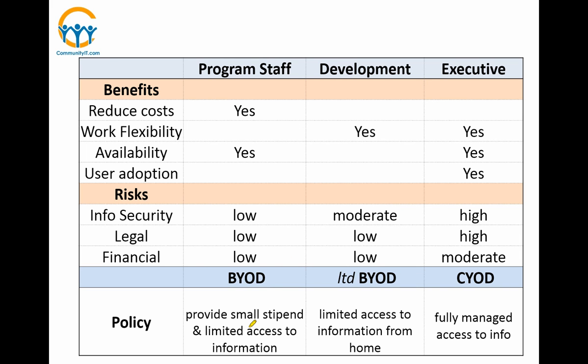And so for the program staff, the best approach is probably just straight BYOD, provide them with a small stipend, and limit their access to information. They can access emails, and maybe have some limited access to the program system where they can enter information in the field, but to file reports or do additional work, they need to be back at their workstation. Development staff would have a limited BYOD policy where they could have some access to information from home, but you'd probably be using more of the container approach I mentioned before, where you're providing information through some kind of connection that is temporary and can be revoked at any time.